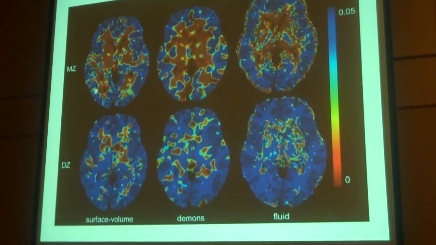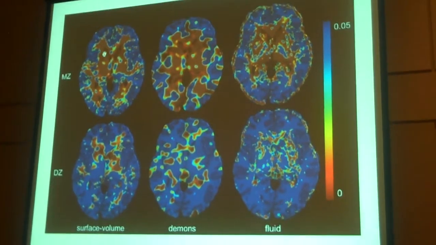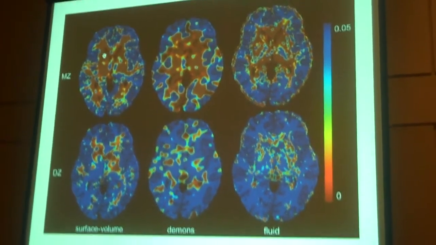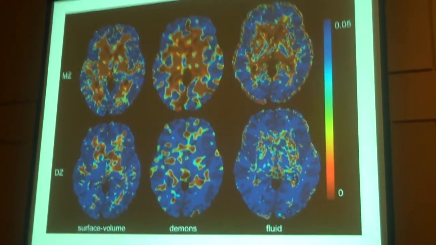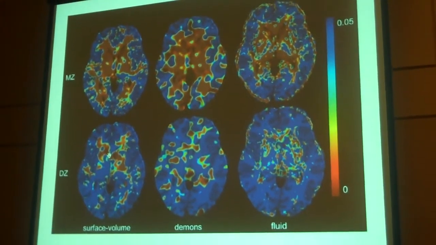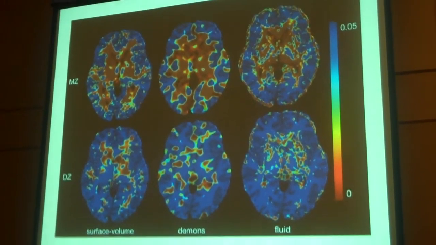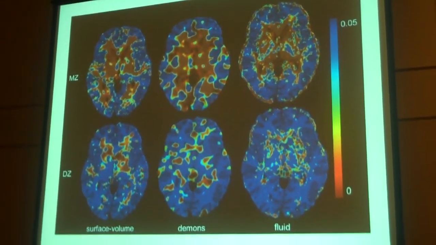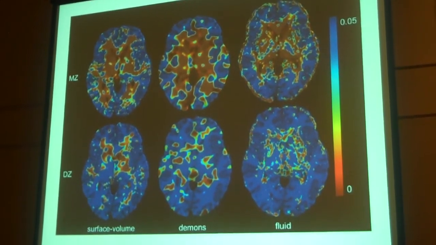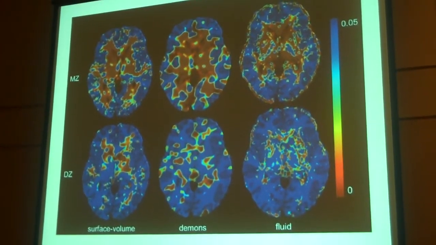Again, it was consistent with what we were thinking, that these areas would be more significant compared to fraternal twins, who obviously share less genetic information than identical twins.